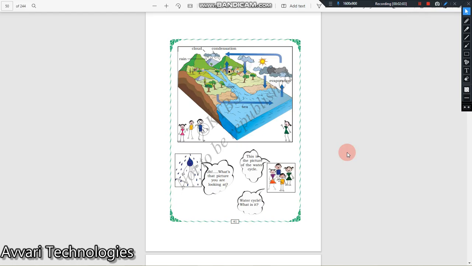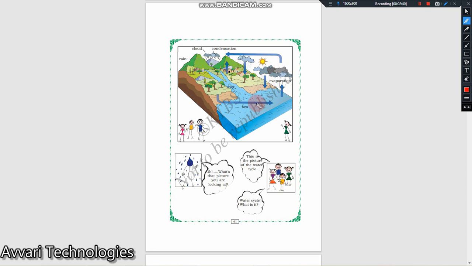Oh, that picture you are looking at? This is the picture of the water cycle. Water cycle? What is it? I will explain to you. The water cycle means the process of changing water to vapor, and that water vapor to clouds, those clouds again coming into rain, that rain again forming water, and again it goes to clouds. Like that it will be cycling. This process is called the water cycle.